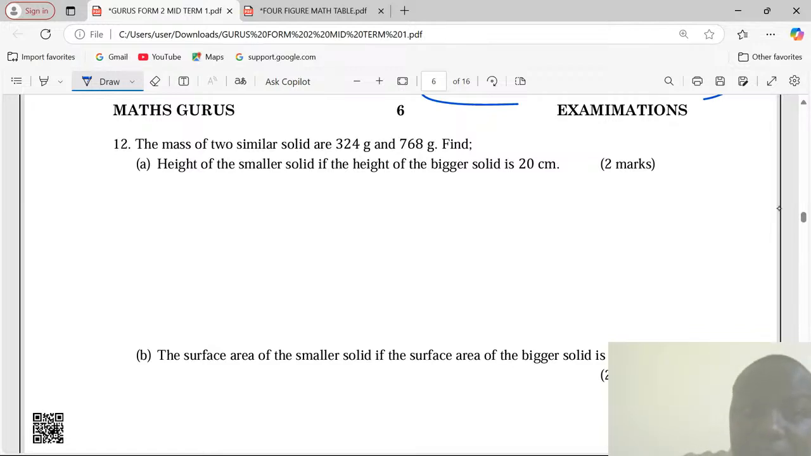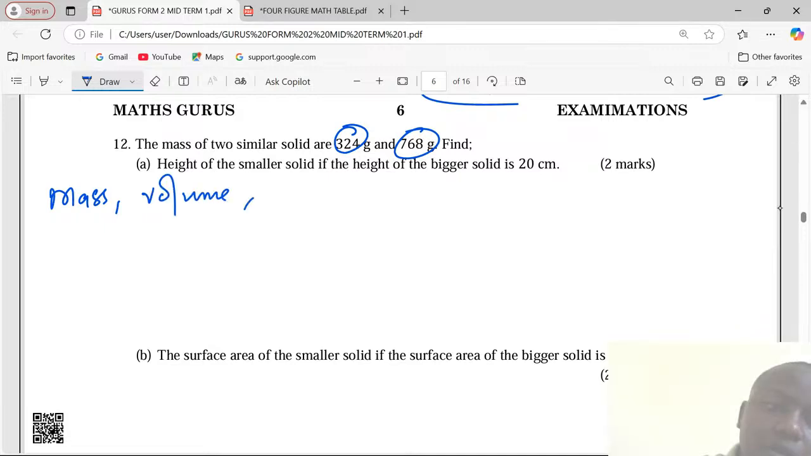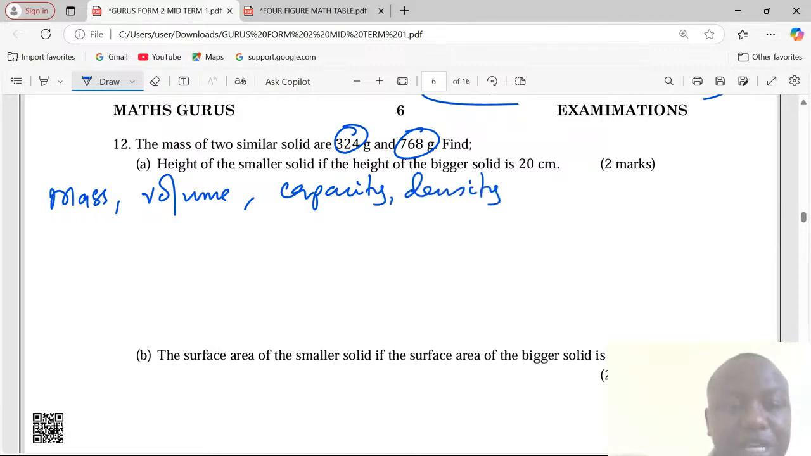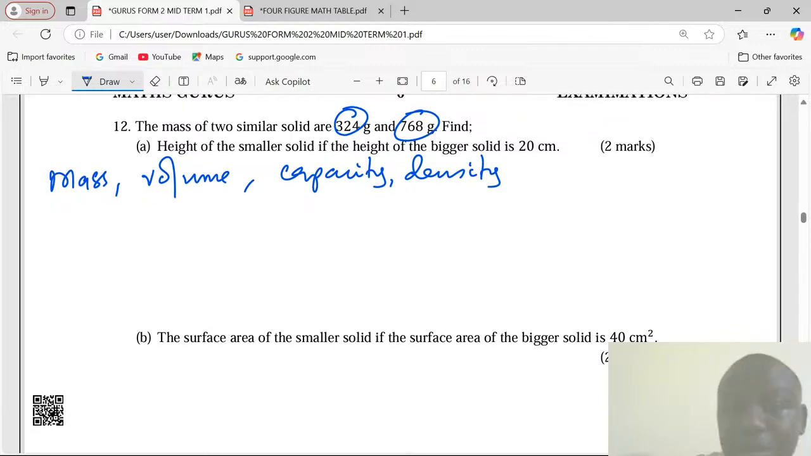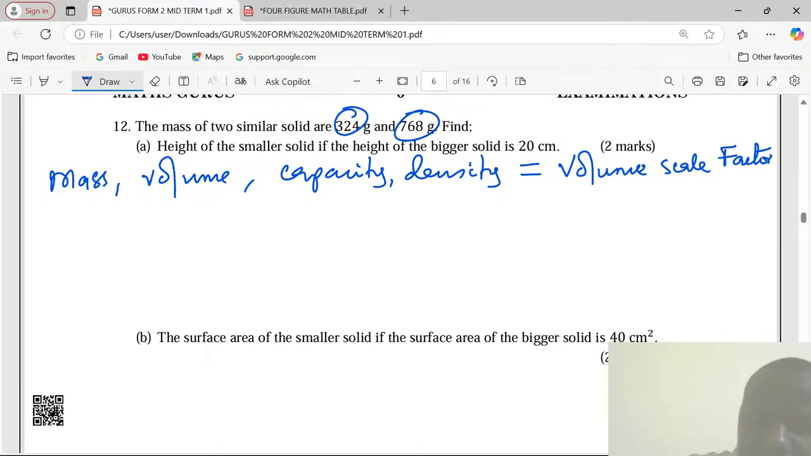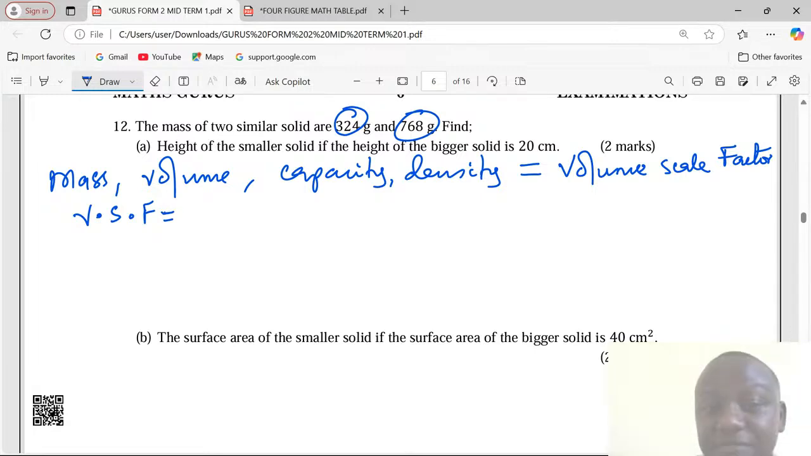Look at this. We are given the masses. Let me just give this note because students take this one for granted. Mass, volume, capacity, and density: any measurement which is in 3 dimensions gives us volume scale factor. Therefore, when we relate these two similar solids, their masses will give us the volume scale factor.